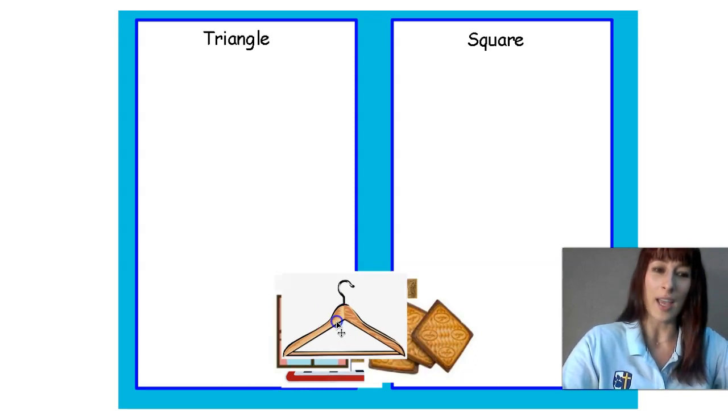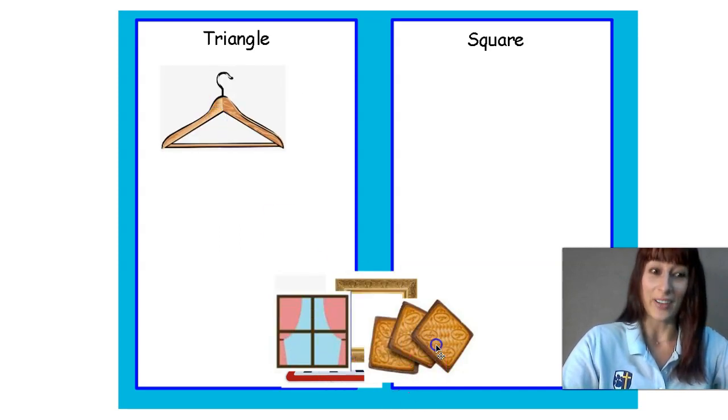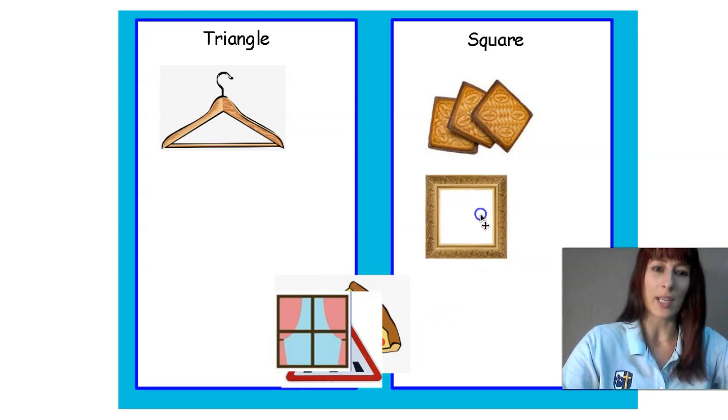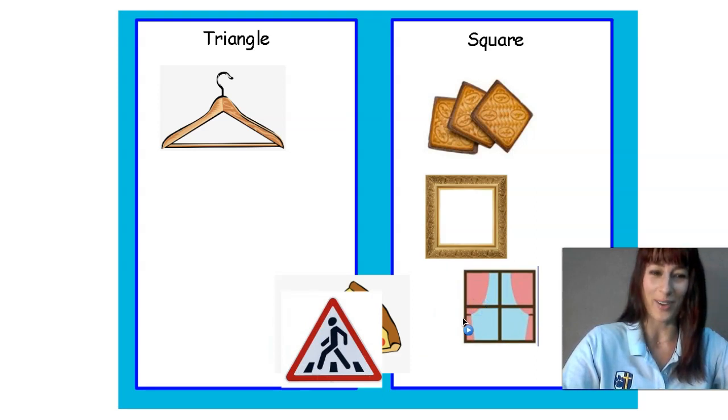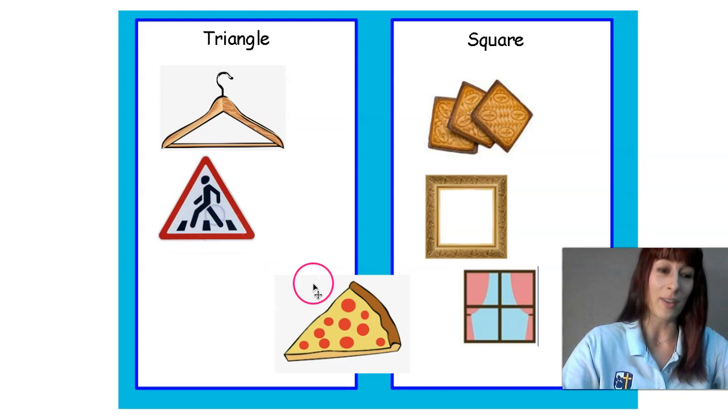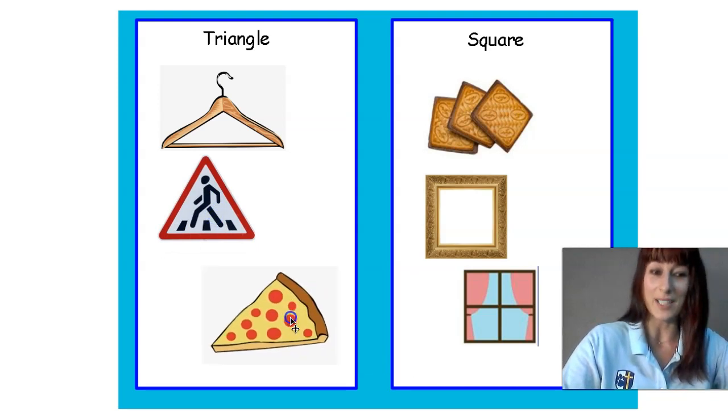Let's see. So I have this hanger that we all use. I see triangle in this one. Here I have a cookie. Definitely squares. They look like small squares. Here's a frame. Yep, it looks like a square. Window, another square. In fact, this one has 4 small squares in one big square, which we will talk about in just a little bit. Pedestrian sign. This is the sign that you see in areas that you are allowed to cross the street. So this one looks like a triangle. And then here we have a pizza slice, yum yum, and that one looks like a triangle too.